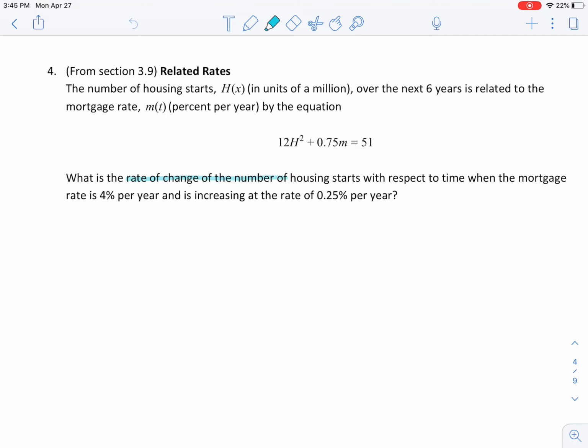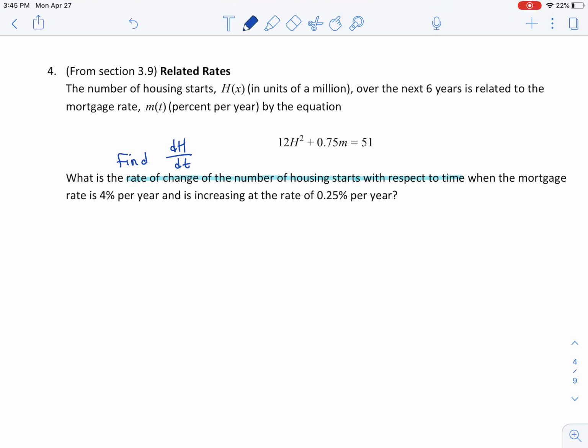What they want is, what is the rate of change in the number of housing starts? All right, let me go ahead and highlight this for you. The rate of change of the number of housing starts. What are they looking for? They're looking for dH/dt, right? They want you to find dH/dt. With respect to time, I better highlight that part too, because that's how I know it's dt.